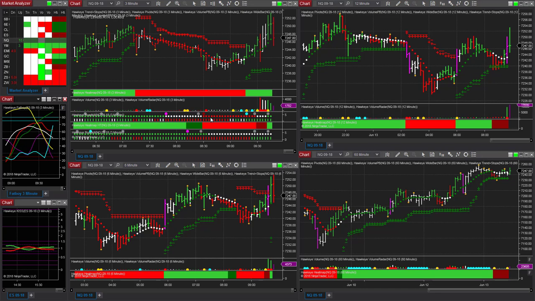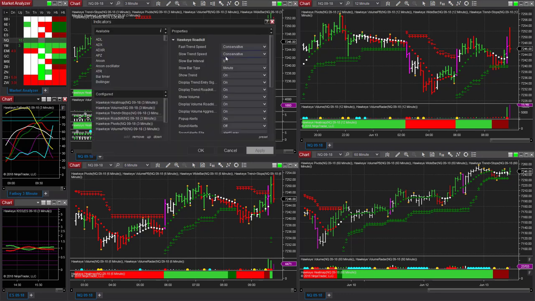This particular roadkill indicator shows me my 6-minute time frame chart. I have it formatted so that I am looking at the 6-minute slow bar interval relative to my faster time span. And I also have my trend speeds set up so that they are matched.